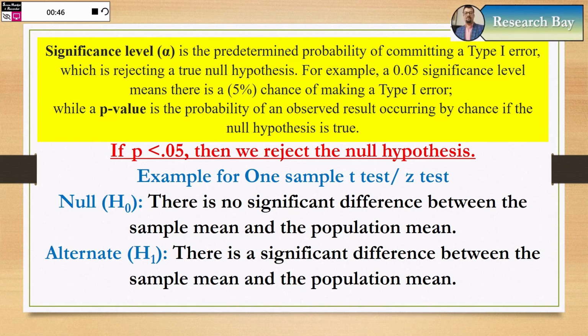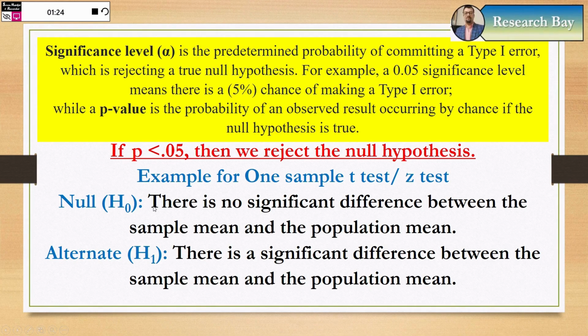Now, as we know, we usually conduct a t-test or a z-test to compare the sample mean with the population mean. And to compare the sample mean with the population mean, we frame certain hypotheses. For instance, we frame a hypothesis that there is a significant difference between the sample mean and the population mean, which becomes our alternate hypothesis.